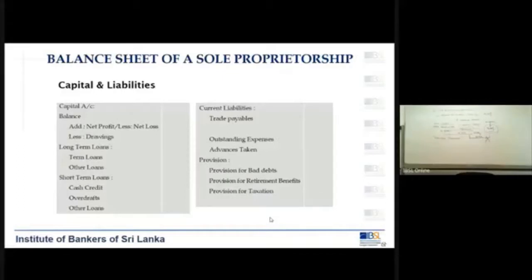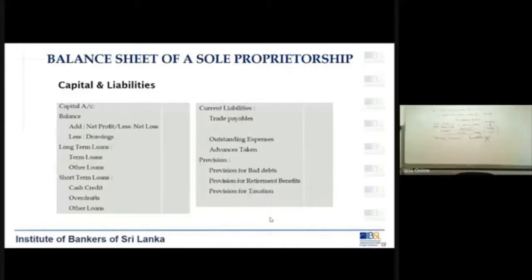Then also you have the drawings. I don't need to explain the term drawings now because you already know drawing is the negative aspect of the capital. How much money or goods has been taken by the business owner, the sole proprietor. Then you have all the long-term liabilities and the current liabilities.